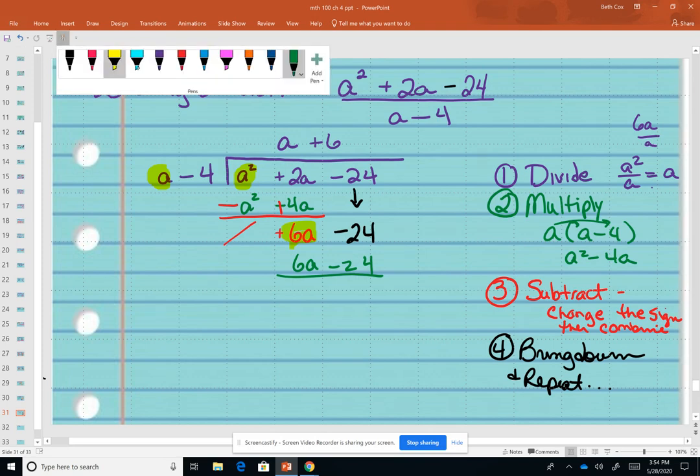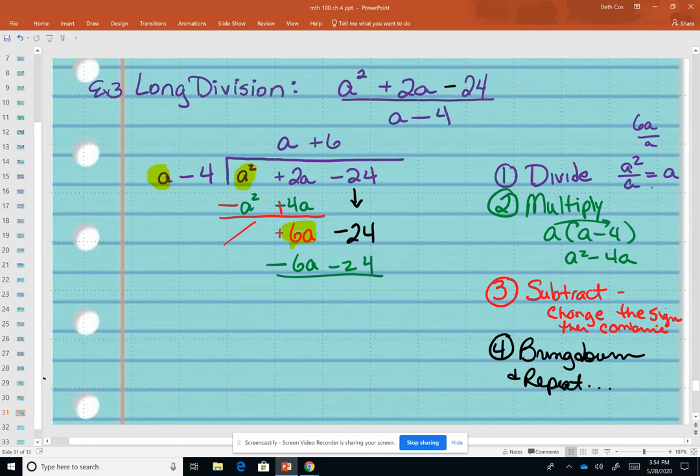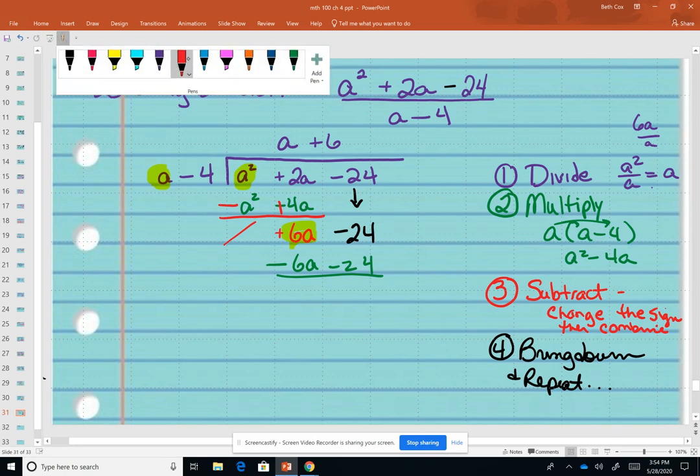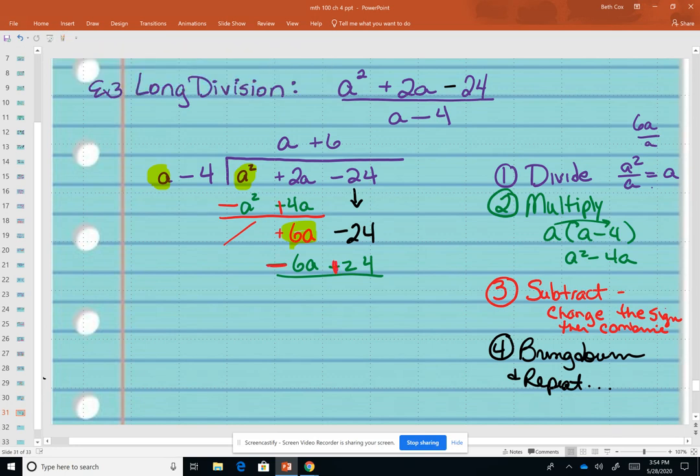Then I'm going to subtract. I'm going to change the signs. Change the color first, please. Change the signs and then combine. Excuse me. And that's going to give me 0. So I'm done. That's my answer. All right.